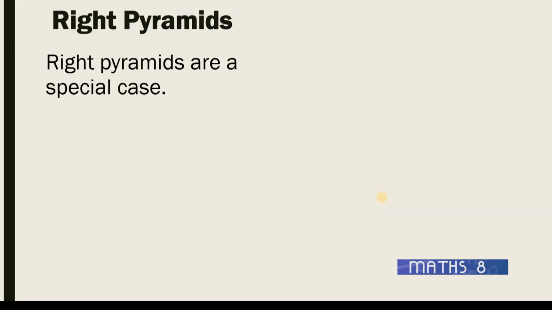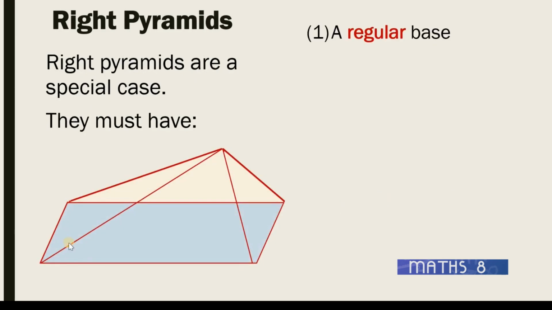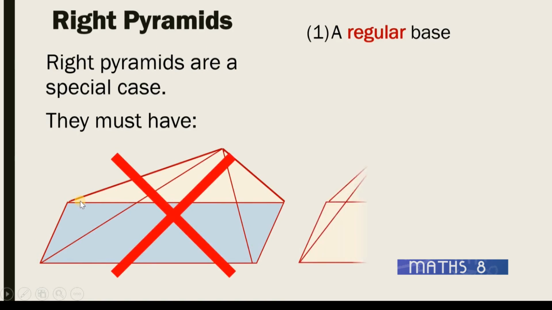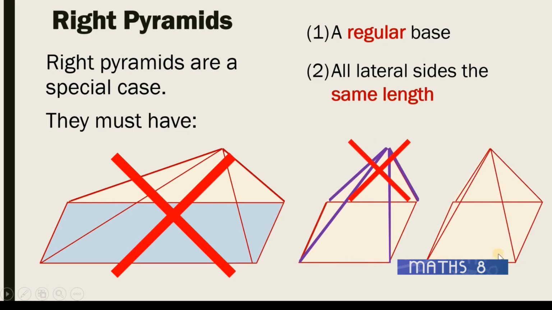Right pyramids are a special case of pyramids. They must have a regular base. So this example here is no good because the base is irregular. It has sides of different lengths. So we could try this one instead, which has a square base. It must also have all lateral sides the same length. So this one is no good because this lateral side here is longer than this lateral side here. So we could try this pyramid instead. This time it has a regular square base and all of these lateral sides are the same length. So this is a right pyramid.